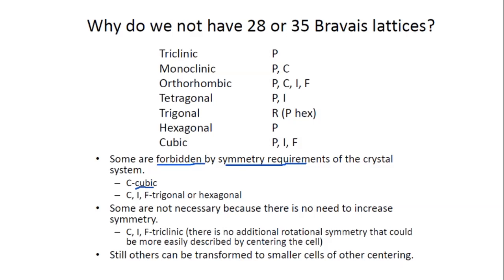Now the other condition is that sometimes it's not necessary because there's no need to increase symmetry. And what do we mean by this? What we mean is that, for example, in triclinic, we don't need to describe it as C-centered, I-centered, or F-centered because by doing that, we don't achieve any additional symmetry that can describe the cell more easily. So for triclinic, we just stick with primitive.